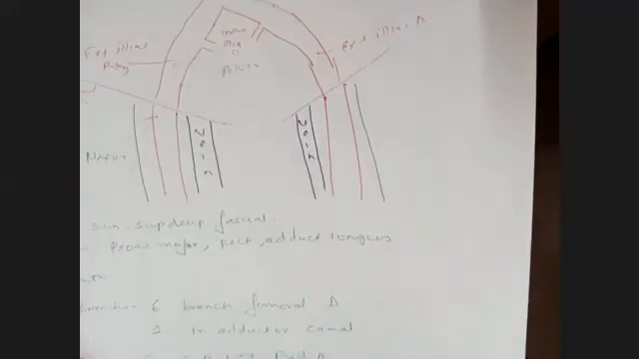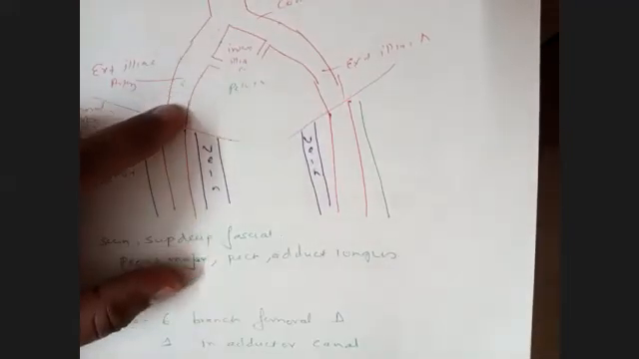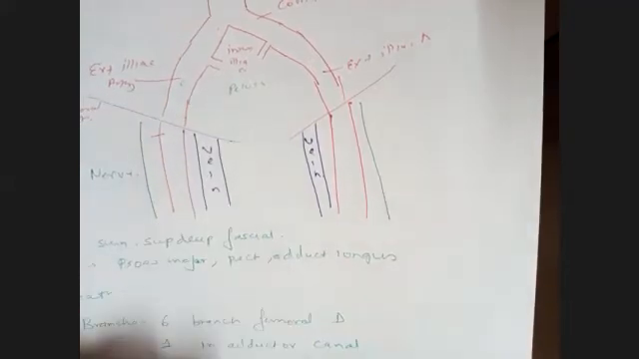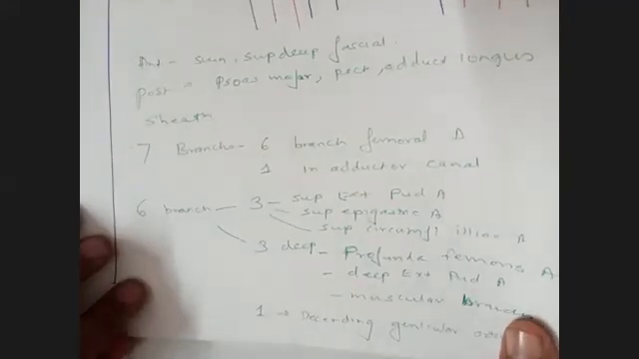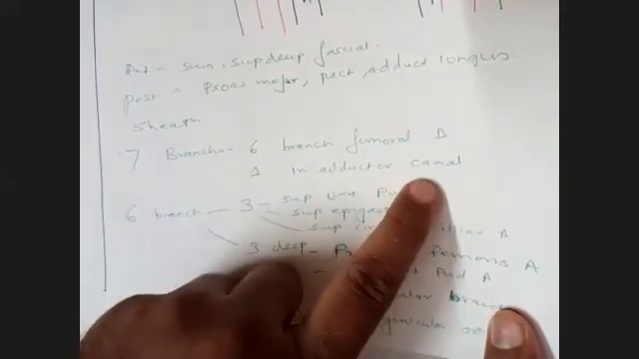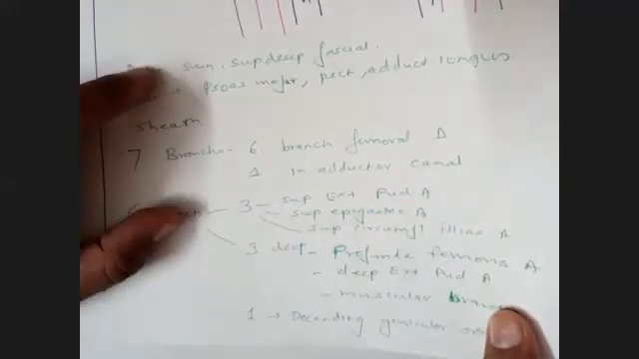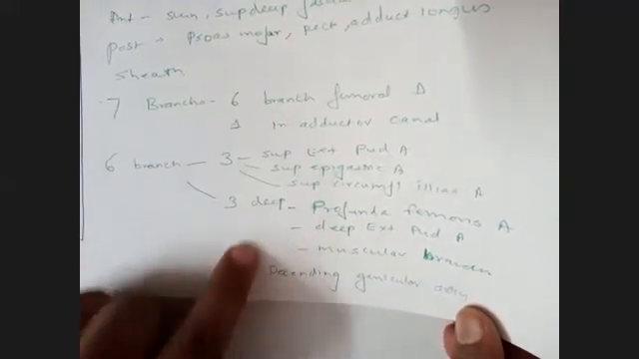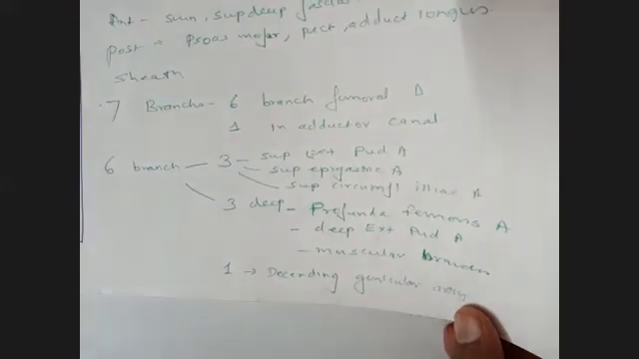Then we talked about the femoral artery, which is a continuation of the external iliac artery. The external iliac artery beyond the inguinal ligament continues as the femoral artery. This femoral artery lies in the femoral triangle. It gives 6 branches in the femoral triangle and 1 branch in the adductor canal. It runs from the femoral triangle to the adductor canal. 3 branches of the 6 are superficial, 3 are deep, and the 7th branch, descending genicular, is given in the adductor canal. So here we see the deep branch, the profunda femoris.